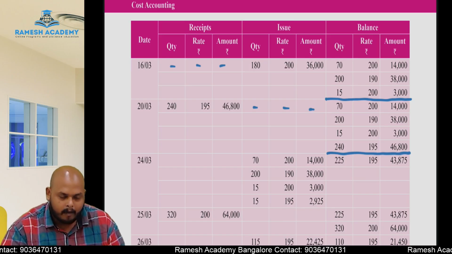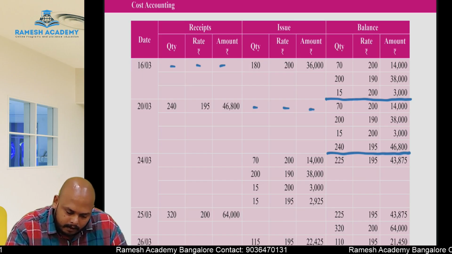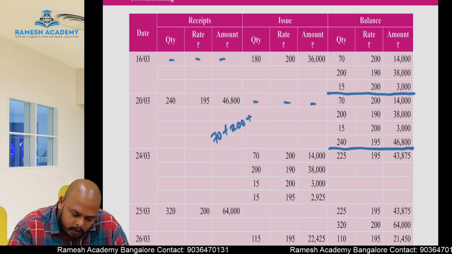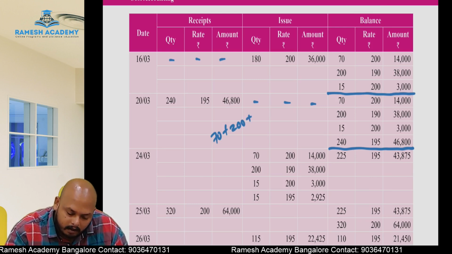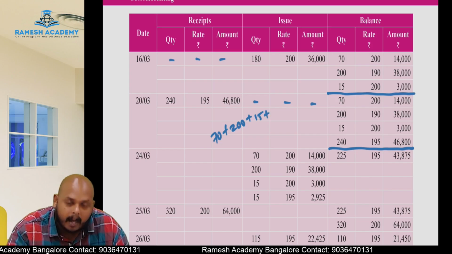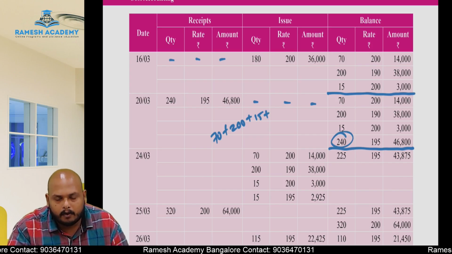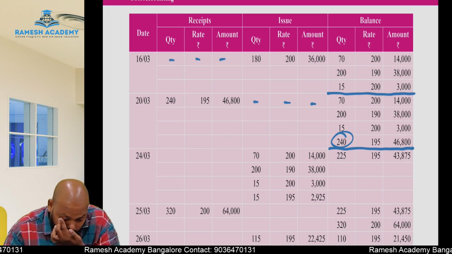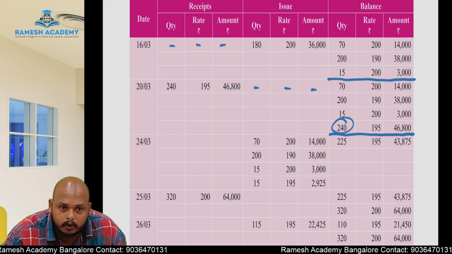Next, on 24th March, issued how many tons, Nana? 300 tons. 300 tons means first we have to issue 70. Next, what do we have? 200. Still it is not enough. We require how much? 30. Again how much is there? 15 plus. Again we require 15. That 15 we have to take from this 240. So 70, next 200, next 15. So what will be the balance on 240 minus 15? 225.